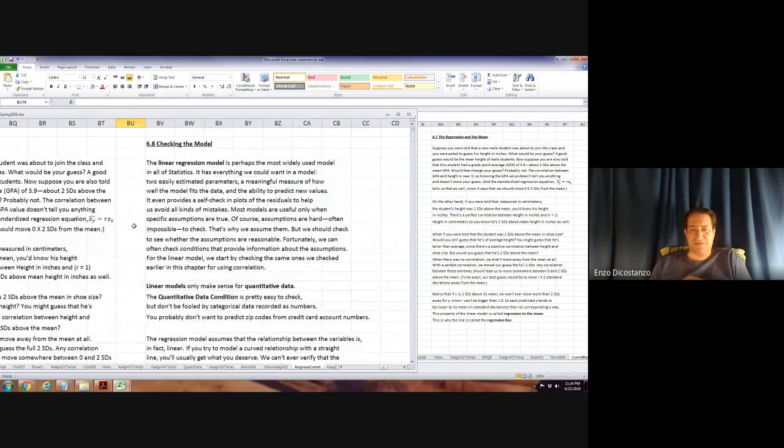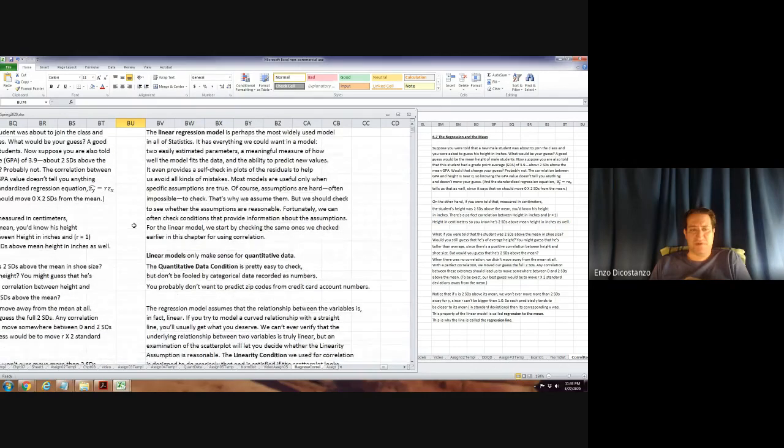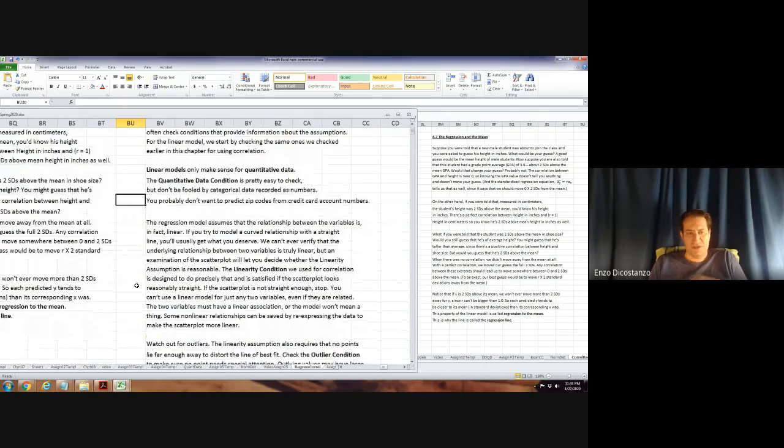And there's some other stuff in here. It says perhaps the most well used model in all of statistics: two easily estimated parameters, a meaningful measure of how well the model fits the data. The model is useful when the specific conditions are true. The assumptions are hard, often impossible, to check. So quantitative data, not categorical data. Don't use zip codes or credit card numbers in linear models.